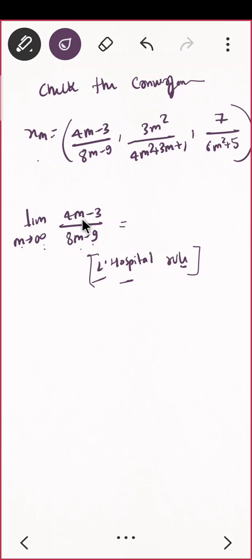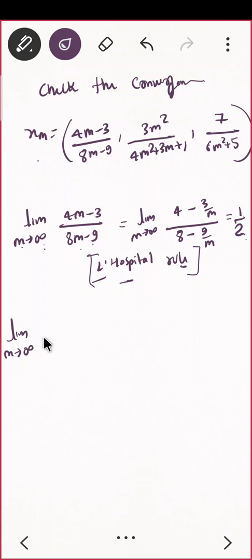We'll divide by m. Once you divide by m, this will become limit m tending to infinity, (4 minus 3 by m) divided by (8 minus 9 by m). So this 3 by m will go to 0, this is also going to 0. Answer will be 4 by 8, that is 1 by 2. Correct? What about the second one? Can you quickly tell me the answer?